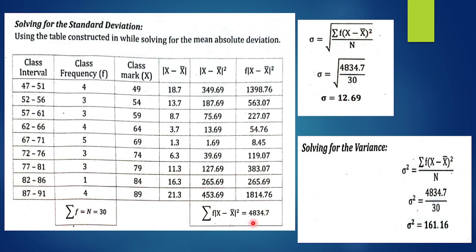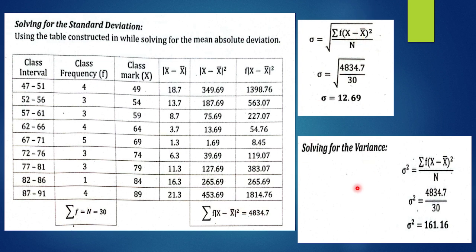So let's proceed. Summation of f multiplied to the quantity of x minus mean, that being powered by 2, all over n. So this is 4834.7. Mao ni ang sulod. All over 30. Then wala pa mawala ang square root. Do the math here, then square root. Then the standard deviation is 12.69. So you're using this table as the guide, and what comes up here mao na imong gamiton.